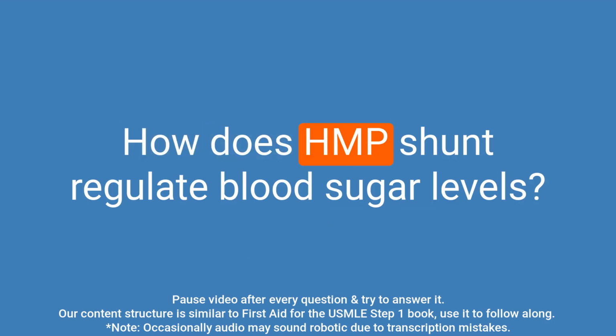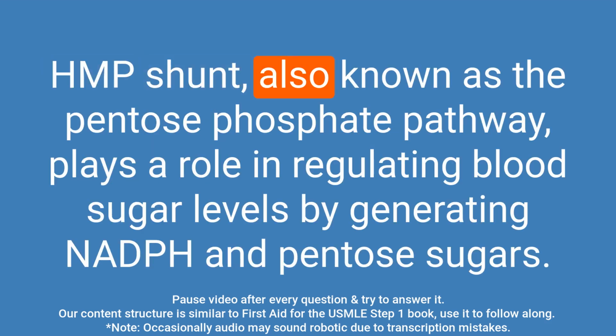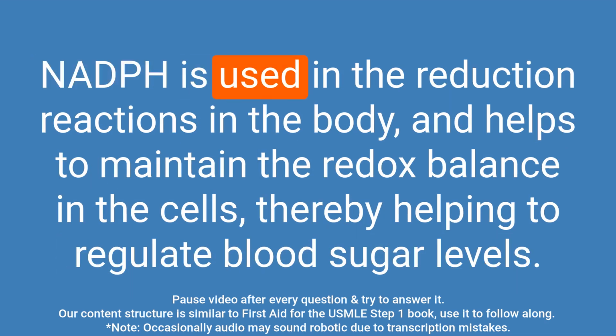Question: how does HMP shunt regulate blood sugar levels? Answer: HMP shunt, also known as the pentose phosphate pathway, plays a role in regulating blood sugar levels by generating NADPH and pentose sugars. NADPH is used in the reduction reactions in the body and helps to maintain the redox balance in the cells, thereby helping to regulate blood sugar levels.